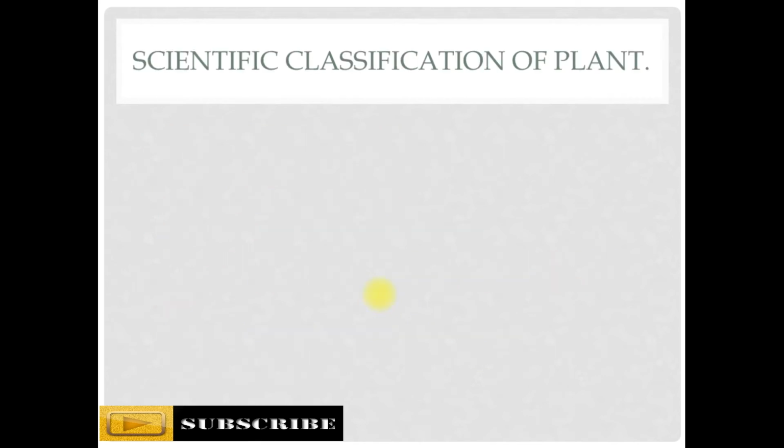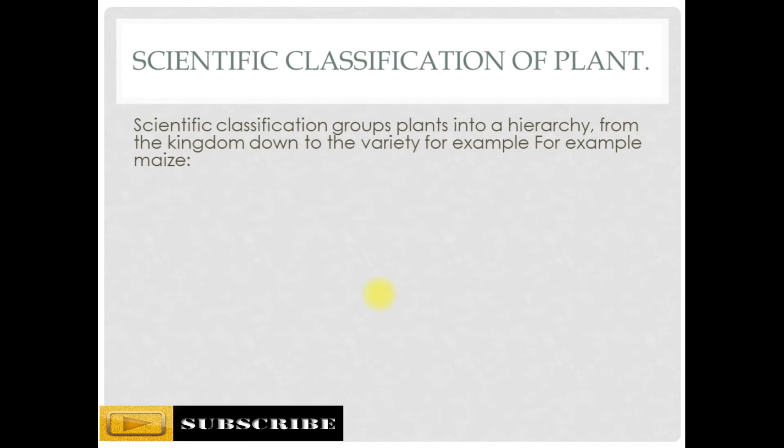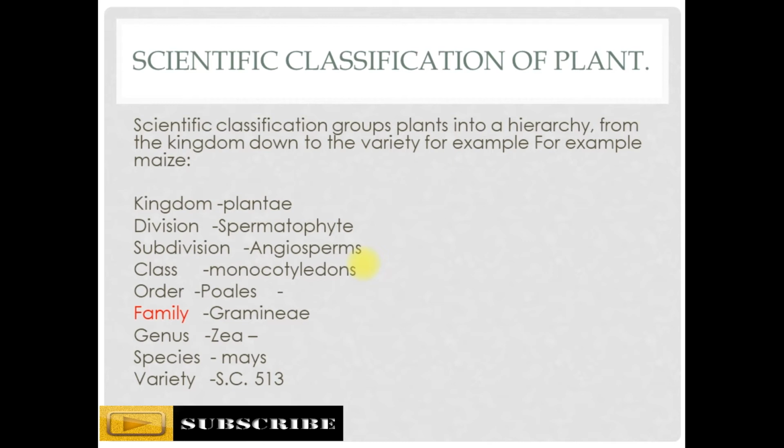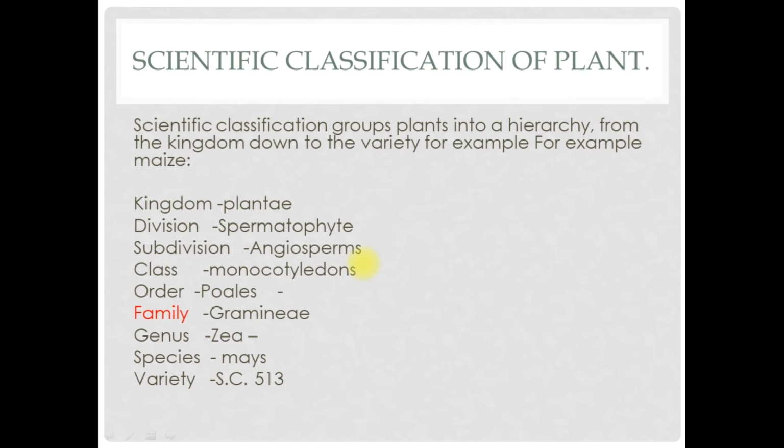So now let's look at scientific classification of plants. Scientific classification groups plants into a hierarchy from the kingdom down to the variety. And in this hierarchy, that is where we are going to see where families are placed. So for example, if we are going to classify maize under scientific classification, it falls under the kingdom Plantae, division Spermatophytes, subdivision Angiosperms, class Monocotyledon, order Poales, and family Graminae. Genus Zea, species Zea mays. So maize is in the family Graminae.